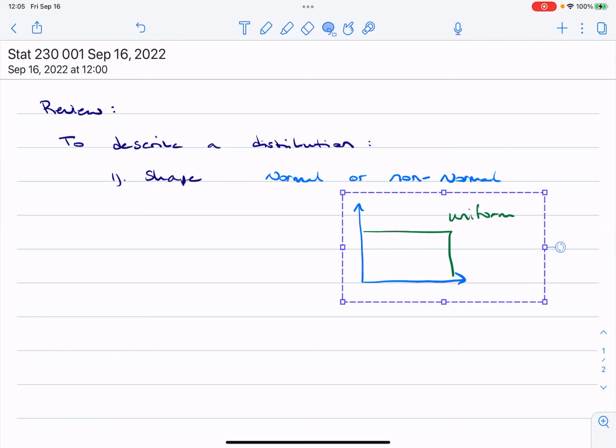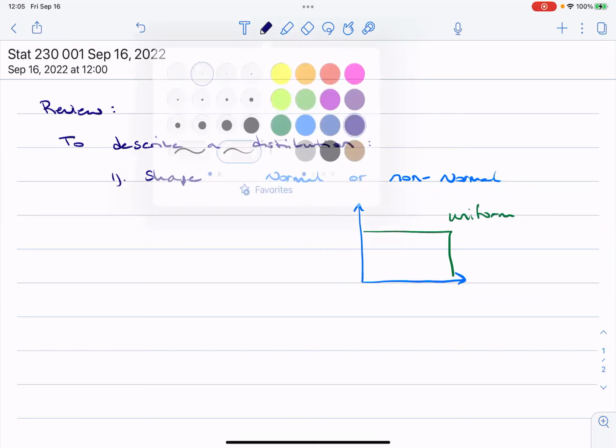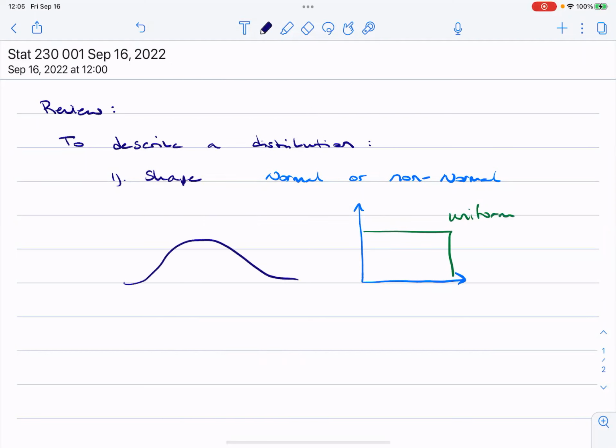Uniform means it's all the same, right? And so a normal distribution looks like this, and then a uniform distribution looks like this, or maybe something like that, where all the bars are the same height. But I'll delete that.